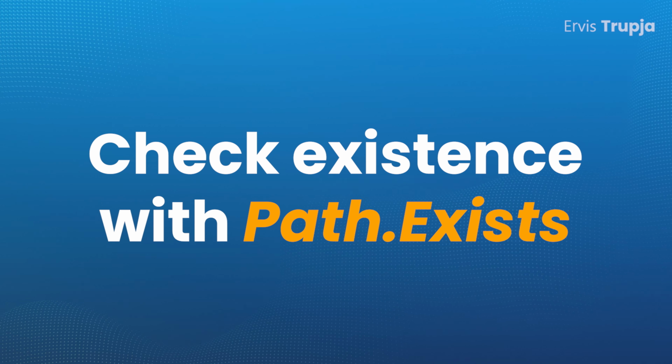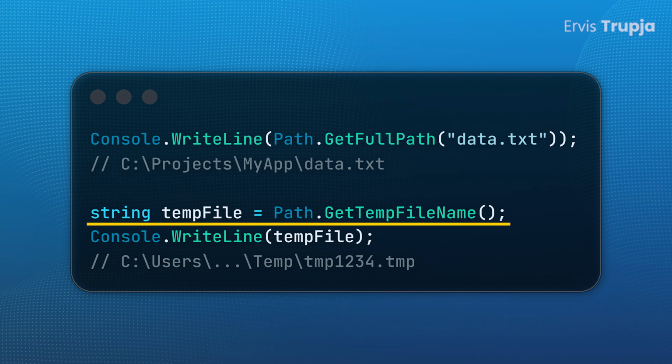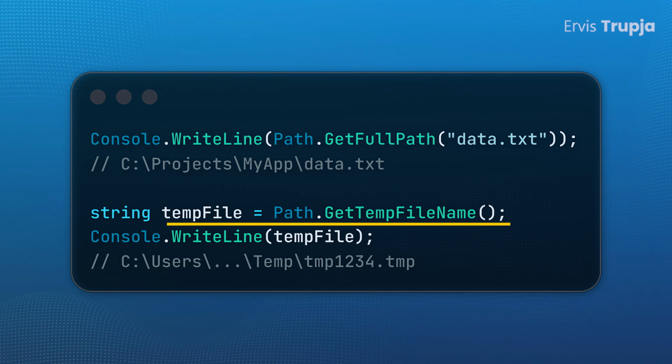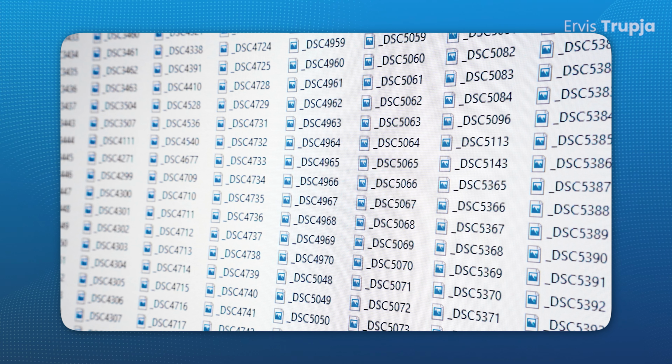If you want to check for existence, you can use Path.Exists. You can also generate temporary files safely with Path.GetTempFileName, which creates unique temporary file names in the system temp directory.